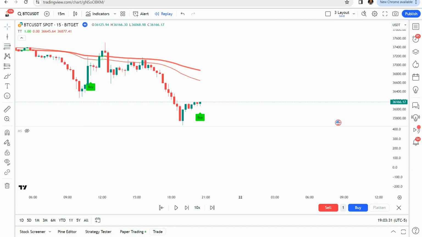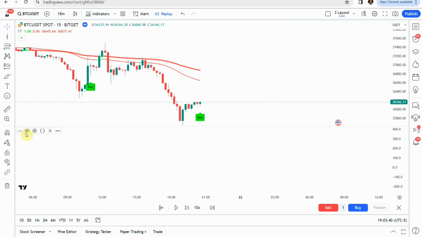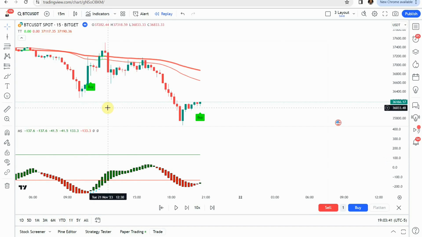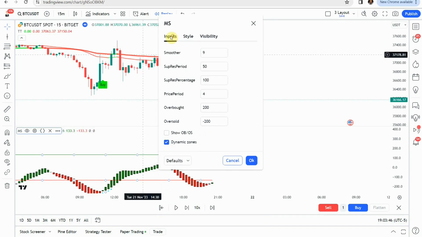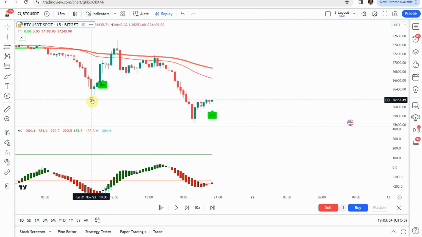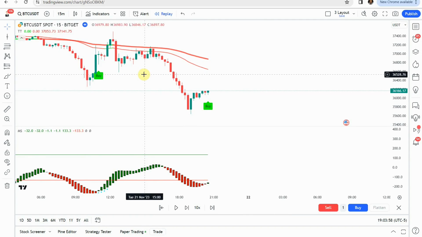The next indicator you'll want to add to the screen is going to be the matrix series, this one right here. And again, you'll add that to the screen, and it will look like this right here. Once again, we'll jump into the settings, and in the inputs, you're going to change the smoother to 9 and the price period to 4. Hit OK, and now this should all look just like mine.